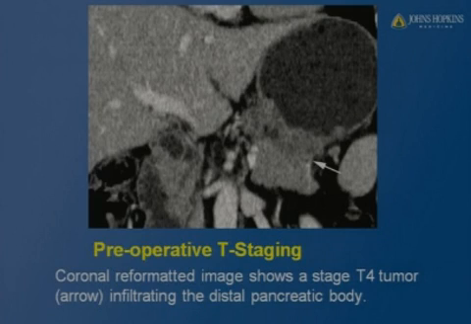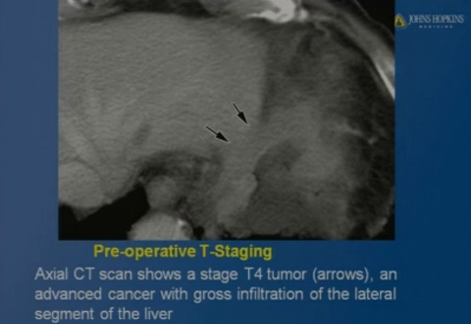Another T4 stage tumor in the gastric body, inferior extension of the tumor to the pancreatic tail as we see, and vice versa, pancreatic lesions can invade the gastric wall. Another patient demonstrating the T4 tumor where the invasion is seen to the lateral segment of the left hepatic lobe from the gastric wall with adjacent extensive infiltration.